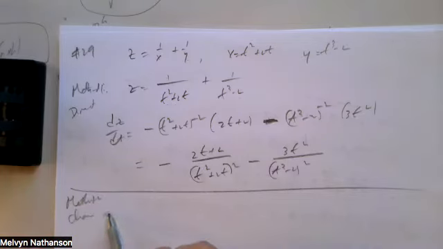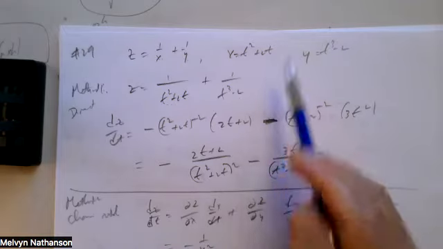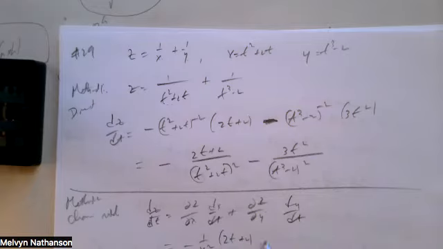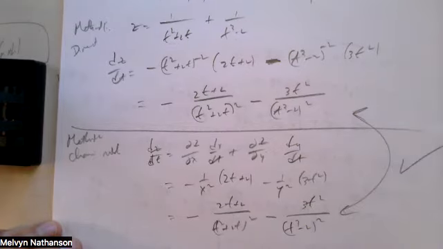Method two will be the chain rule. Chain rule will say dz dt is partial z with respect to x dx dt plus the partial of z with respect to y dy dt. Partial of z with respect to x is minus 1 over x squared. Partial of x with respect to t is 2t plus 2. Partial of z with respect to y is minus 1 over y squared. Dy dt is 3t squared. So I get minus 2t plus 2 over x squared, minus 3t squared over t cubed minus t squared. And you'll notice these are exactly the same. So everything works out.